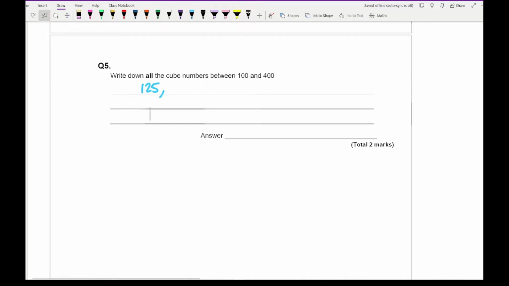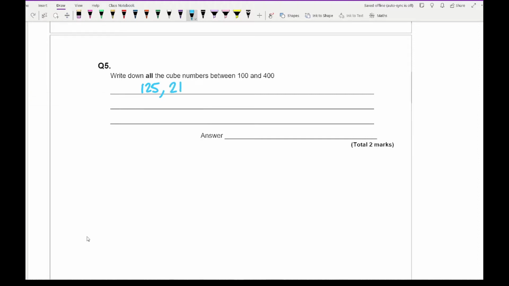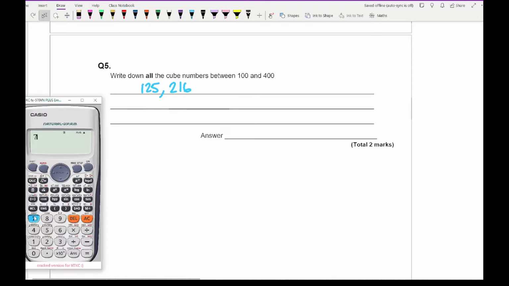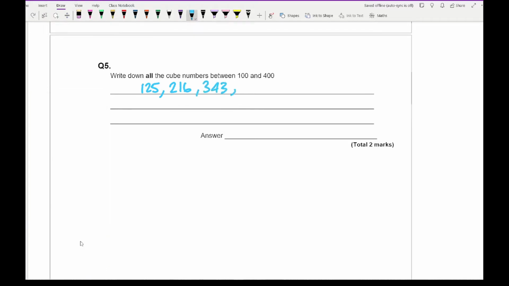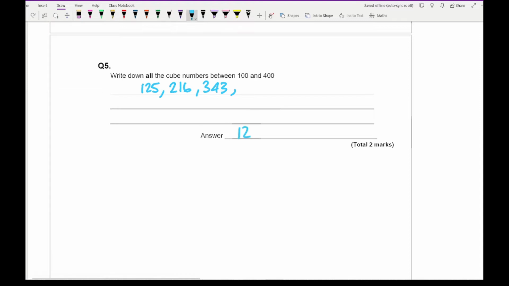Then 6 cubed is going to give me 216. And 7 cubed is going to give me 343, and I think 8 cubed is what's going to take me over 400, but we'll just double check it does. So the answers then, it's going to be 125, 216 and 343.